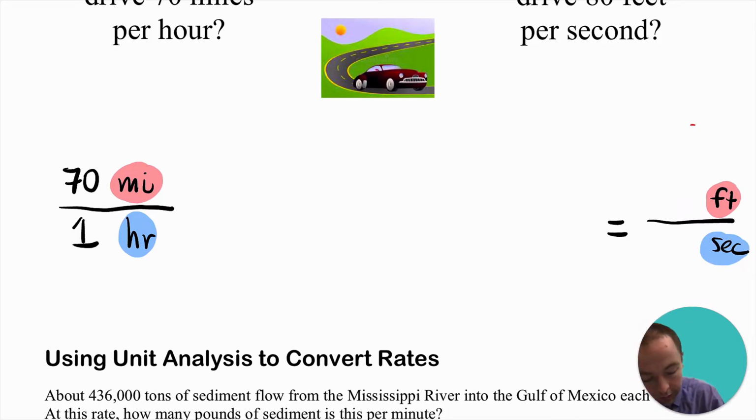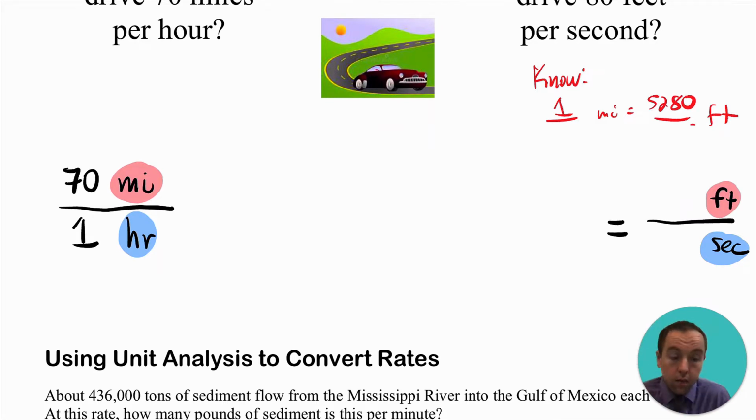So let's just worry about the red part of this first. So you're going to need to know the conversion or conversions you need to progress from miles to feet. So the number of miles, that's equal to the number of feet. If you don't know it, you can look it up. It turns out that 1 mile is equal to 5,280 feet. And then that would be all we would need to do to take care of this red part of the problem.